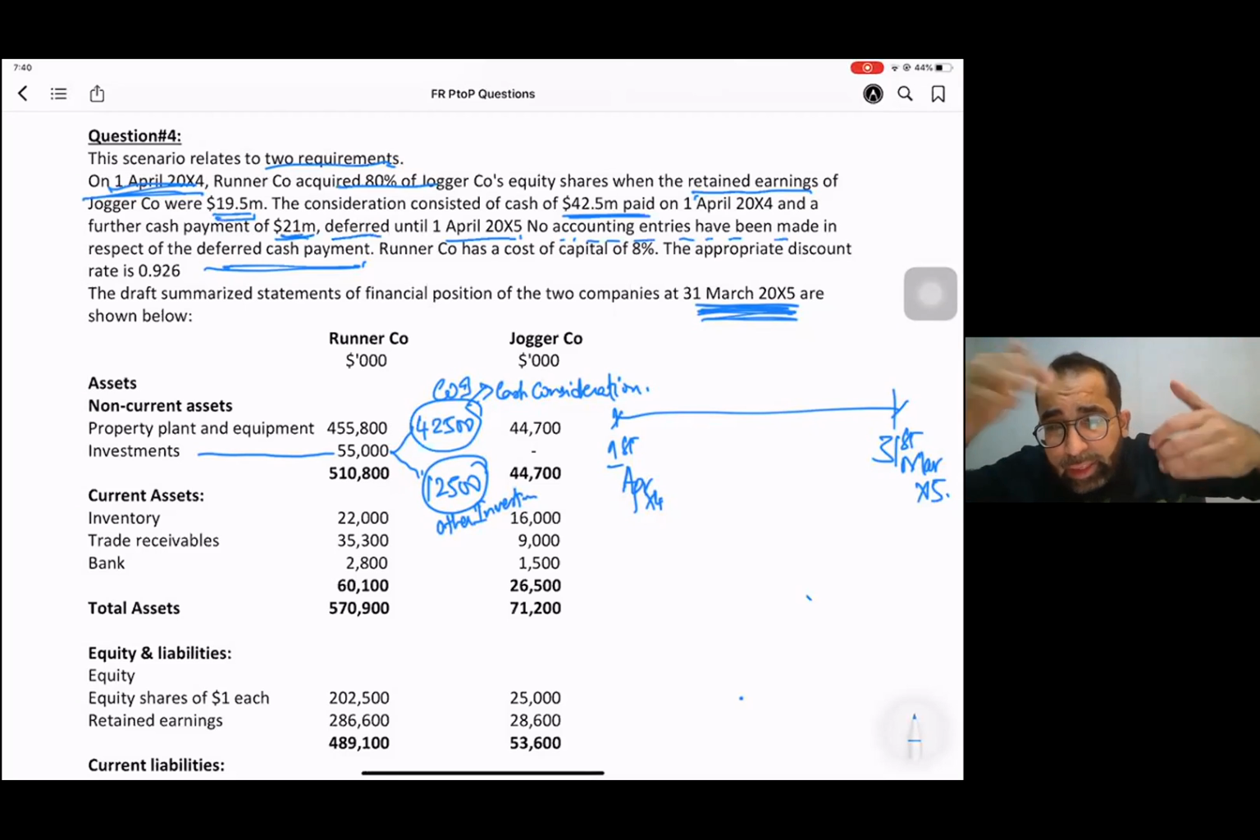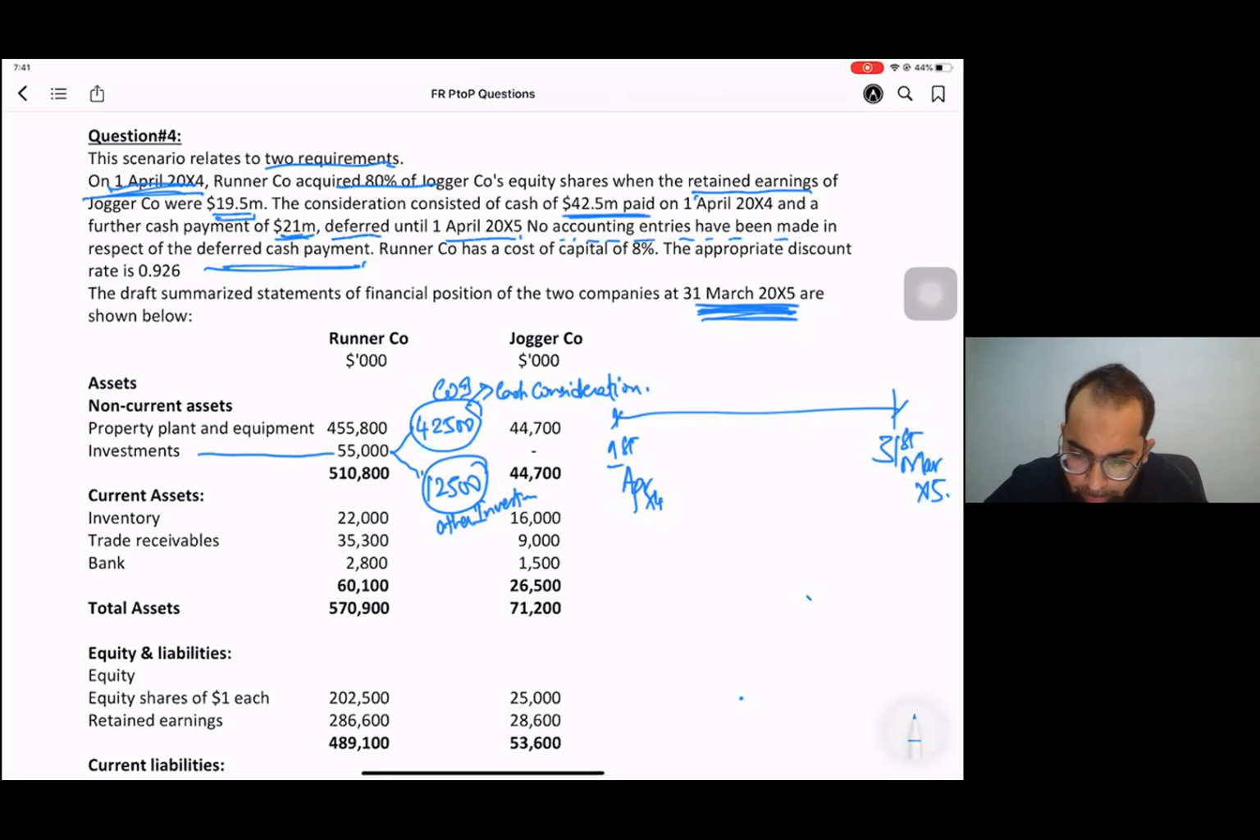12,500 is the other investment outside the group, and there is no need to cancel this other investment. Yes, we cancel out this 42,500 at the time of making the balance sheet, but no need to cancel this 12,500. These are the investments outside the group.